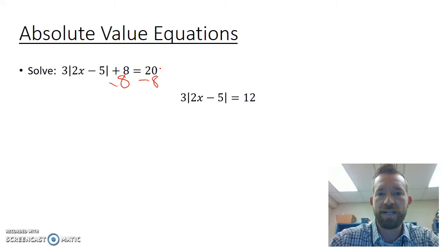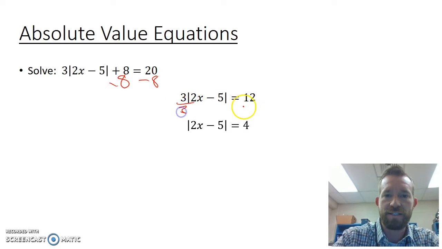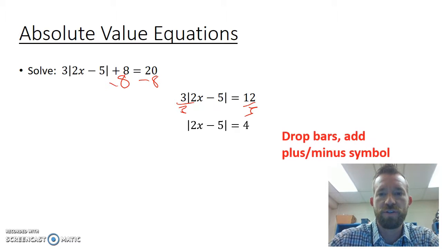The first is you subtract 8 from both sides, and then you go ahead and divide by 3 on both sides. You get something like this. When you get down to just the absolute value bars equal something, this is where this little note will come in where you drop bars and add plus or minus. So we go ahead and do that.